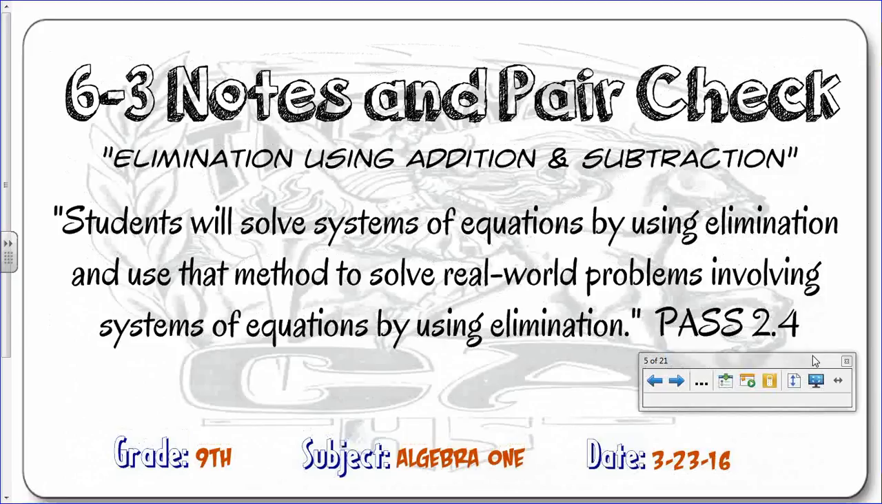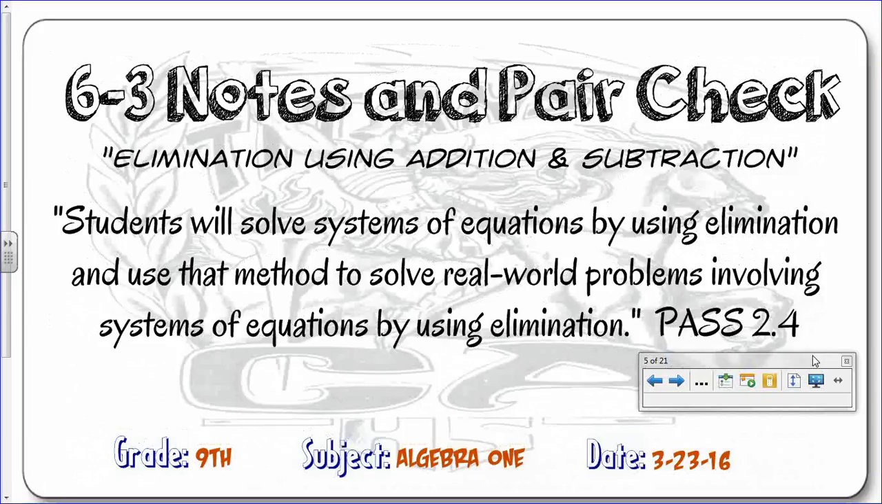Okay, now, in my opinion, we've learned 2 methods already, right? What was the first method? Graphing, right? What are we looking for? Where those 2 lines do what? Intersect, right? What was the second method that we used? Substitution, right? Okay, this method is called elimination by using addition and subtraction.